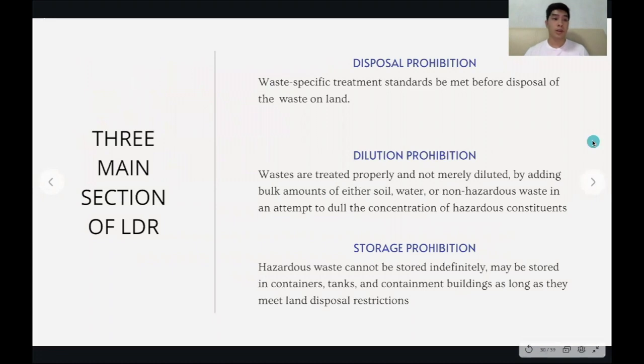So there are three main sections of LDR. These are the disposal, dilution, and storage. First is the disposal prohibition. Waste-specific treatment standards must be met before disposal of the waste on land. After this slide, we'll discuss the treatment standards and the dilution prohibition. Wastes are treated properly and not merely diluted by adding bulk amounts of either soil, water, or non-hazardous waste in an attempt to dull the concentration of hazardous constituents.